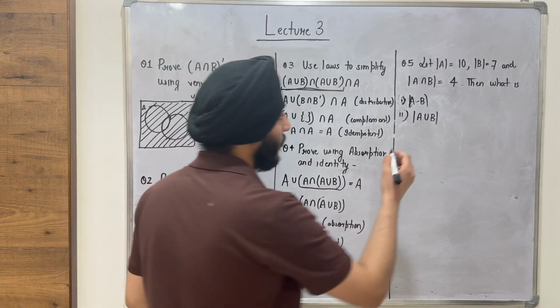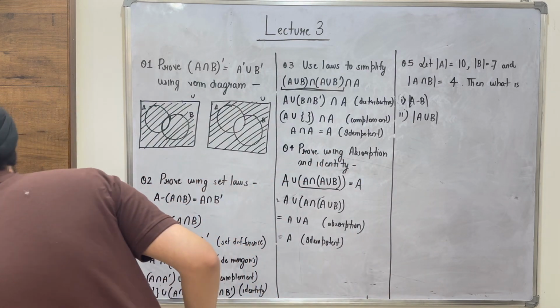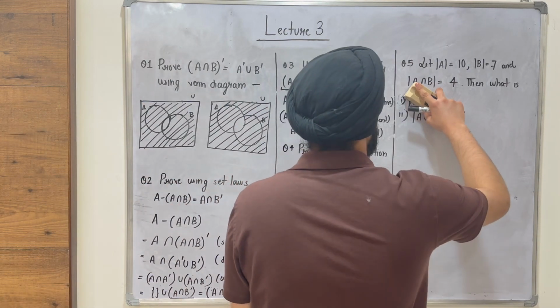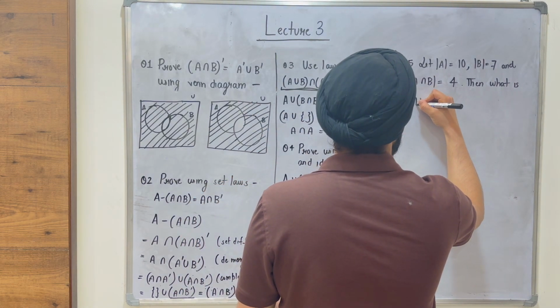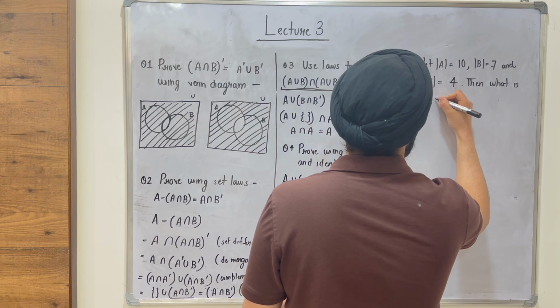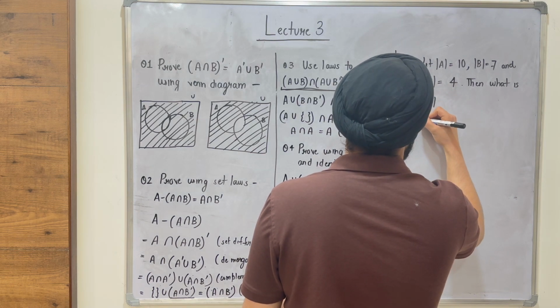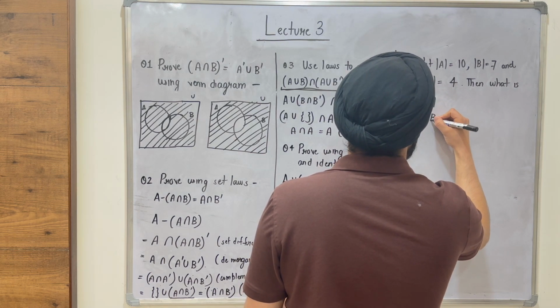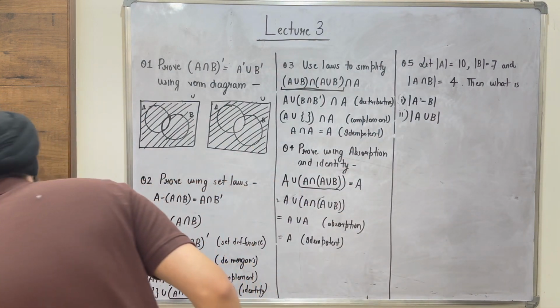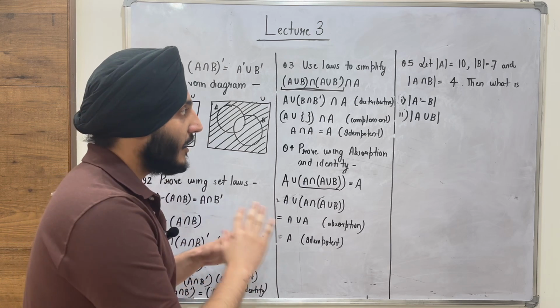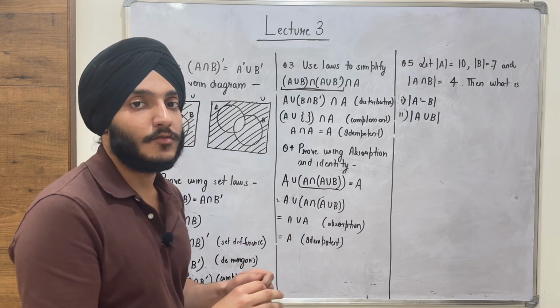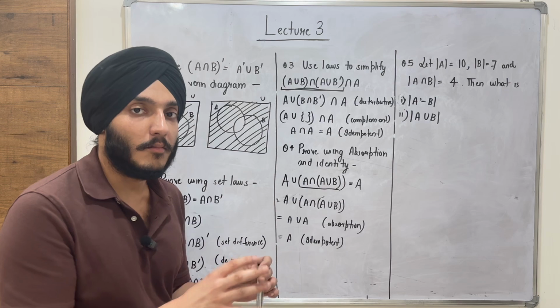Now we need to solve for, first, the cardinality of A minus B, and then the cardinality of A union B. So let's try to understand it. Whenever you have these type of questions, it's very easy if you use the Venn diagrams or you try to visualize these questions in your mind, right?